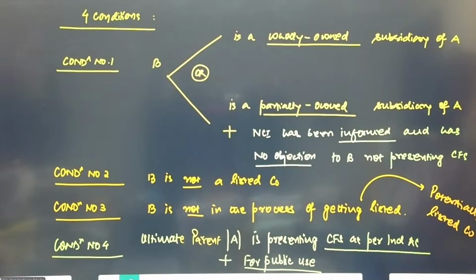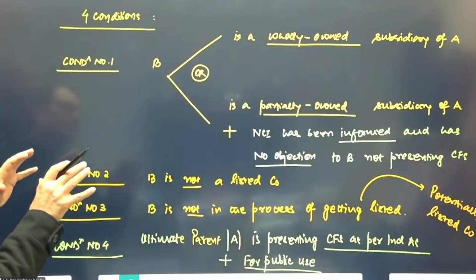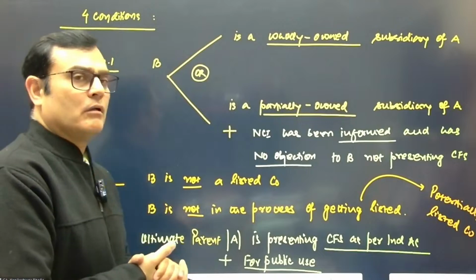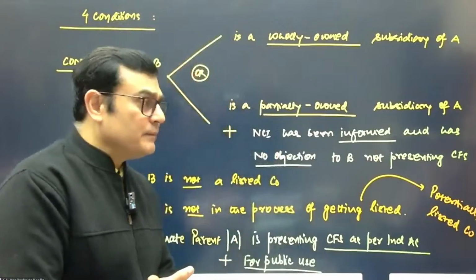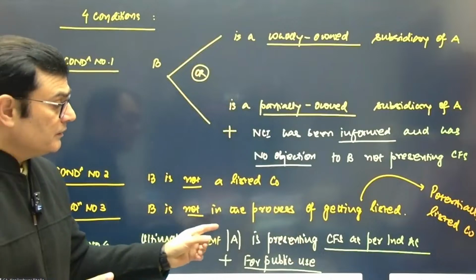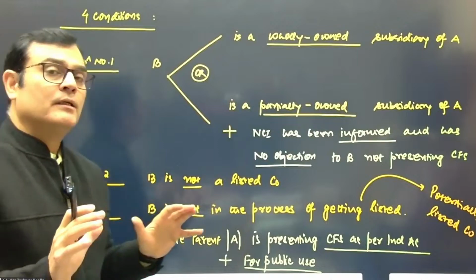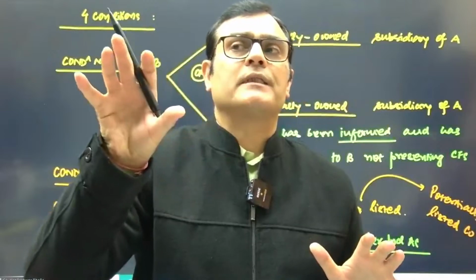Right, friends, I hope I am clear in terms of things. These are the four conditions we need to keep in mind. Condition number one is regarding the percentage stake which A has in B. Second and third is that B is not listed, nor in the process of listing. And the fourth is that somebody on the top of the chain, the ultimate or the intermediate parent, is following Ind AS, making consol, and making it for public use as well. Right, friends, so far so good.